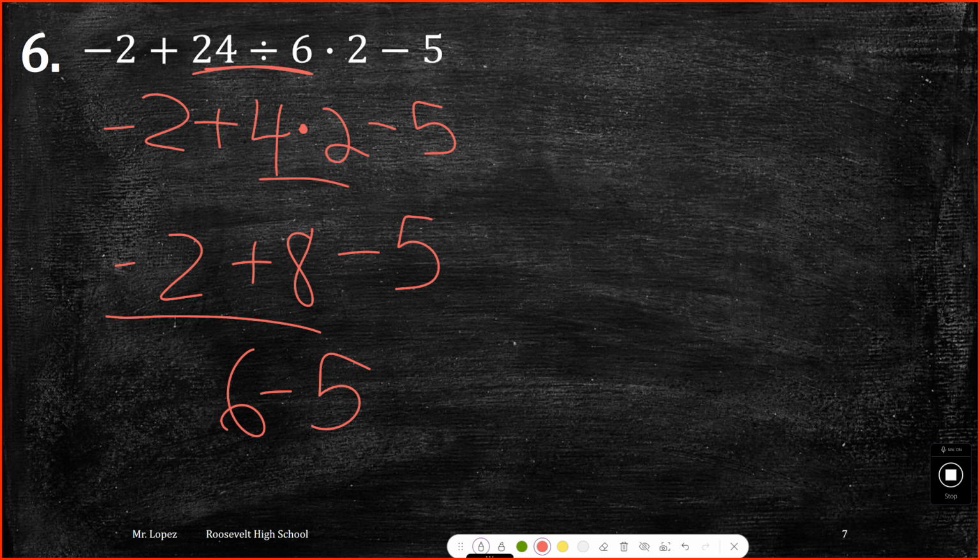And what do you want to be in this class? You want to be number 1. 6 minus 5 is 1. The answer is 1.